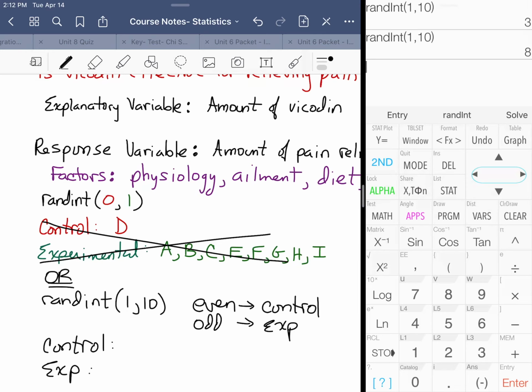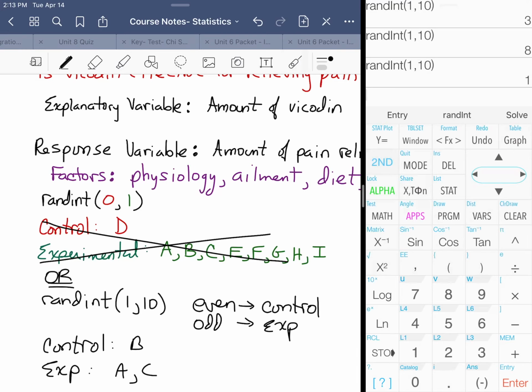So experimental group. Control group. So A, B, C, D. It gives us a few more values that could pop up. I mean, you could go from 1 to 5, you can go 1 to 30, you can go 1 to 100. It's just you're looking for that 50-50 split between even and odd. All right. Odd is experimental, so we're up to E.